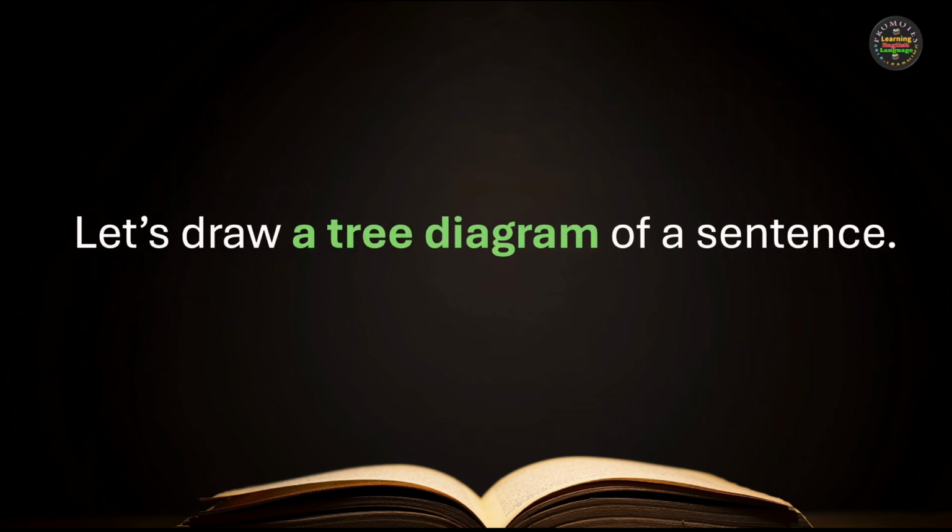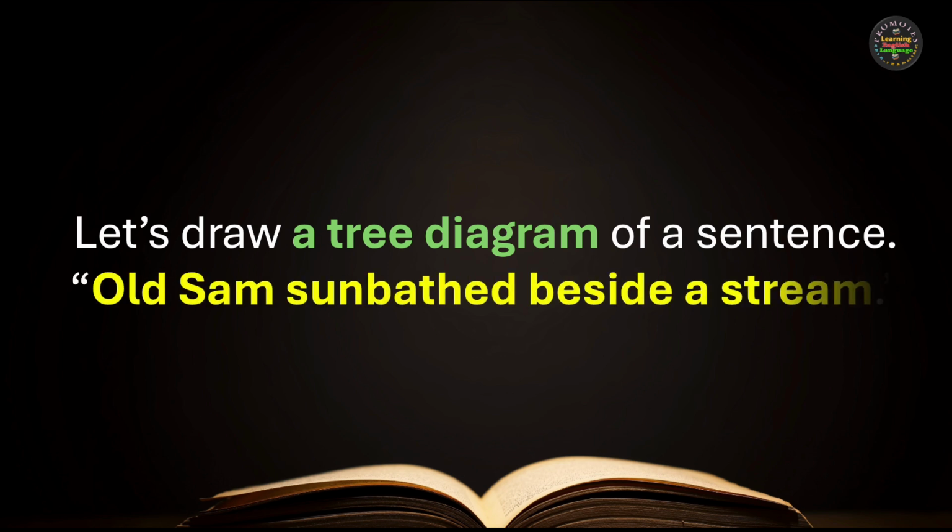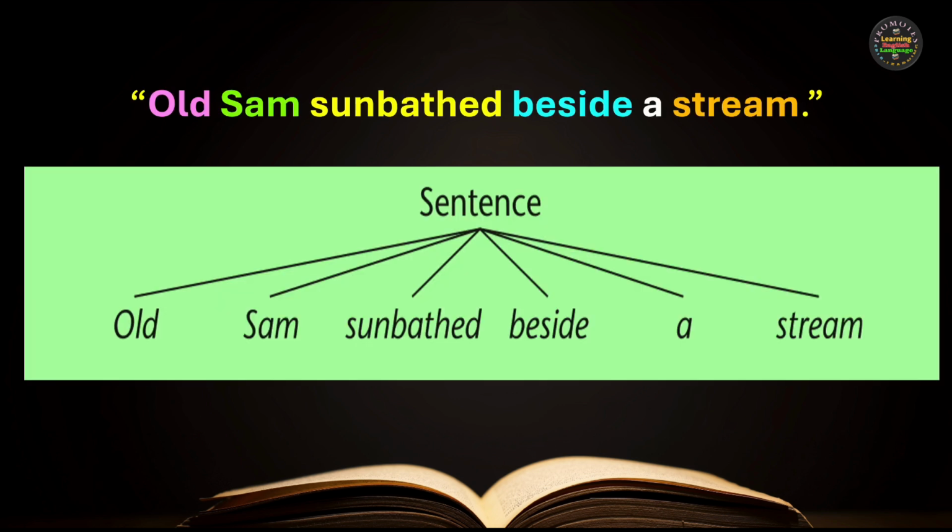Let's draw a tree diagram of a sentence. And the sentence is, Old Sam sunbathed beside a stream. This is our sentence as an example to structure into a tree diagram. How? The sentence, Old Sam sunbathed beside a stream. Normally we can divide that. We have the word old, we have the word Sam, we have sunbathed beside a stream. How many words do we have?